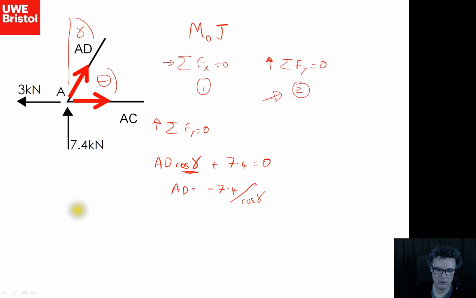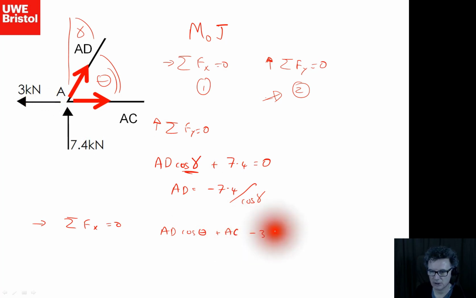Once we did that, we would then resolve forces in the x direction. Not planning to solve this. In that case, AD needs to swing through the angle theta this time, so it's AD cos theta plus AC, and then we've got minus 3 going in that direction. So previously we would have found that result, and so then we could find AC equals 3 minus AD cos theta.